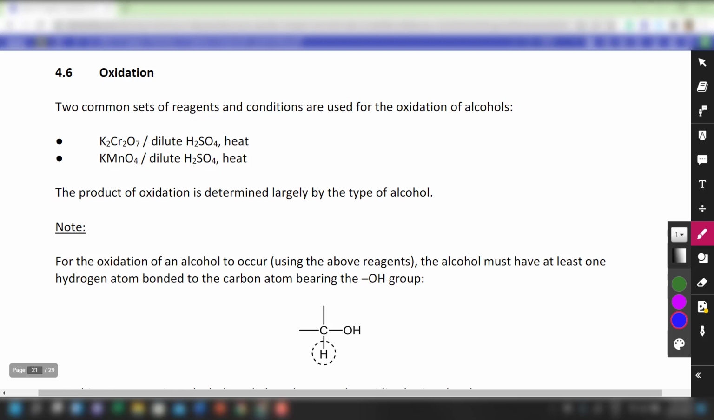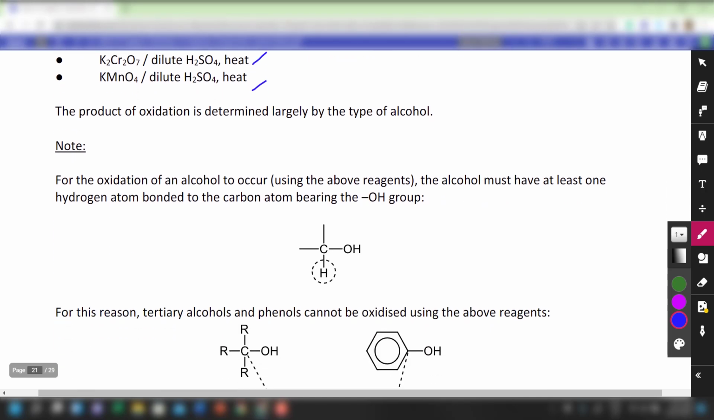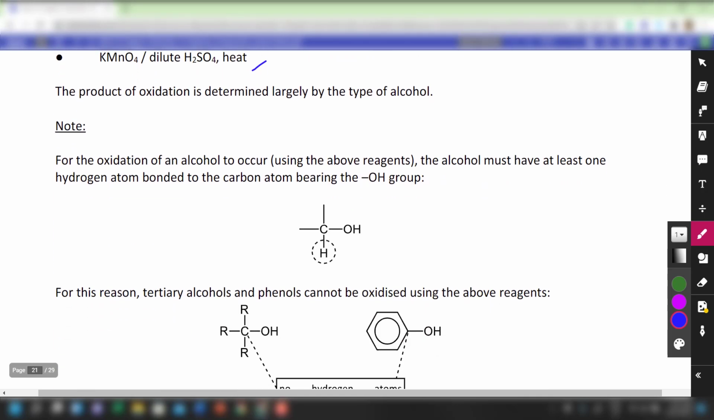Then next we move on to the most important section, which is oxidation. You need to know the two differentiating reagents. One is potassium dichromate acidified with sulfuric acid, so that's number one. Number two is potassium permanganate acidified with sulfuric acid. The product of the oxidation is largely dependent on the alcohol, but most importantly, in order for oxidation to take place, you need to have an alpha hydrogen. That means the carbon directly bonded to the OH must contain at least one H.